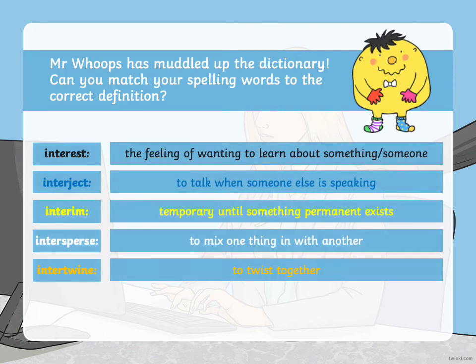Brilliant Year 6. Let's see if you've been able to correctly match the word to its definition. Interest, the feeling of wanting to learn about something or someone. Interject, to talk when someone else is speaking. Interim, something that's temporary until something permanent exists. Intersperse, to mix one thing in with another. Intertwine, to twist together.